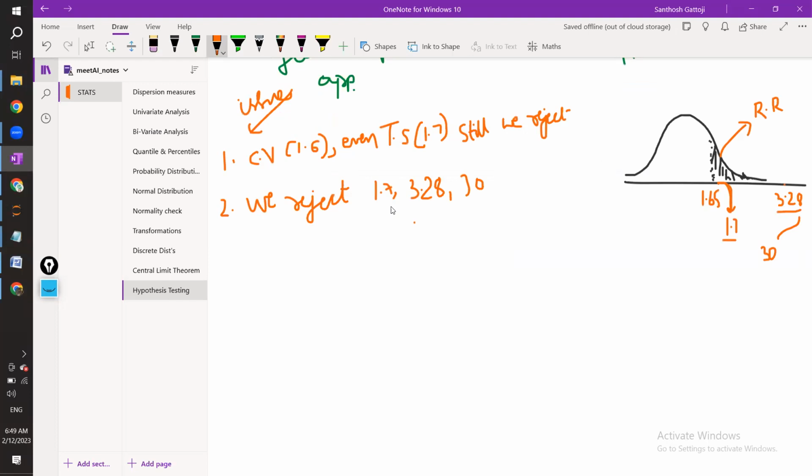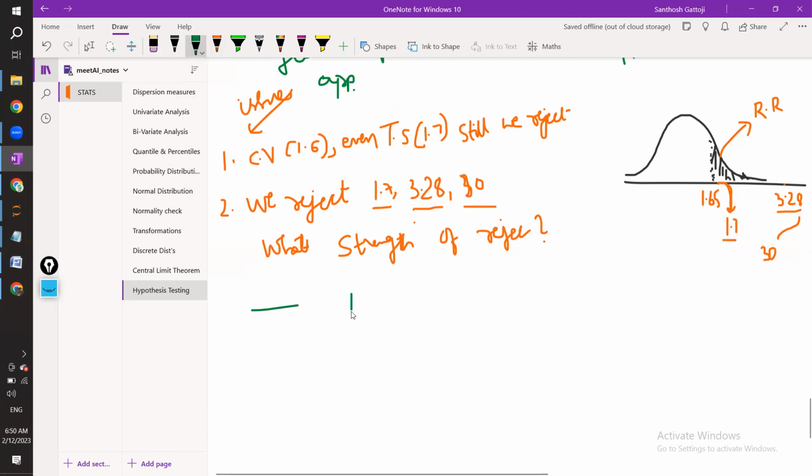Now the point here is we are rejecting the 1.7 value also, 3.28 also, 30 also we are rejecting. Agree? But what is the strength of rejection? Because you cannot reject everything with the same confidence or same strength, right? If it is 30, you should be more confident, and if it is 1.7, you should be less confident. Agree? So because of these two major issues, we have something called the p-value, guys.